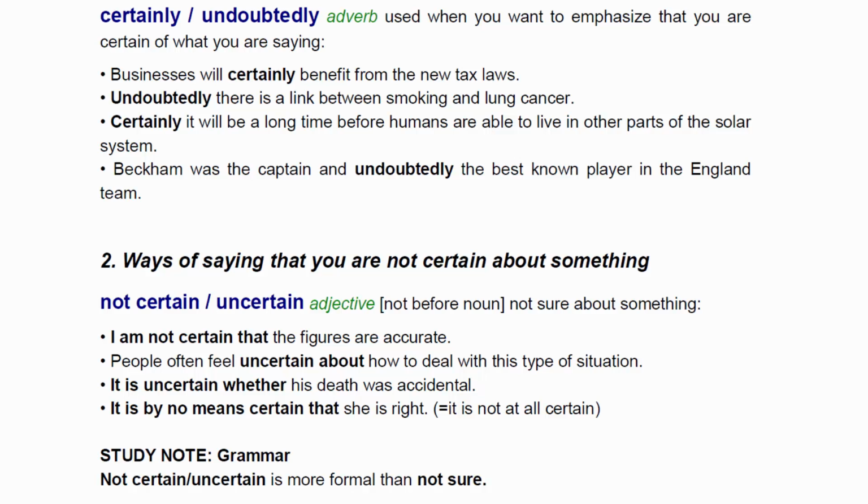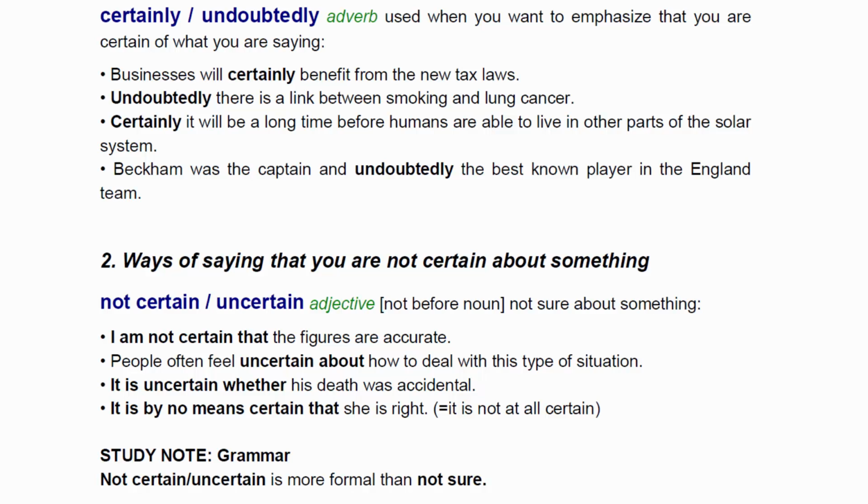Okay, that's right. Next is ways of saying that you are not certain about something. Not certain, uncertain, adjective, not before noun. So not sure about something. I'm not certain that the figures are accurate. Or you can say, I'm not certain that he's coming. I'm not certain that this is the right choice.